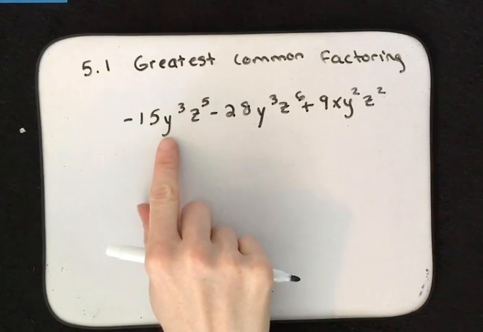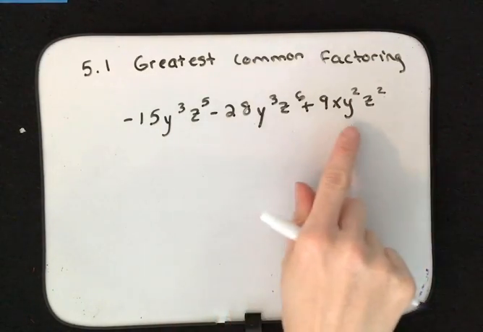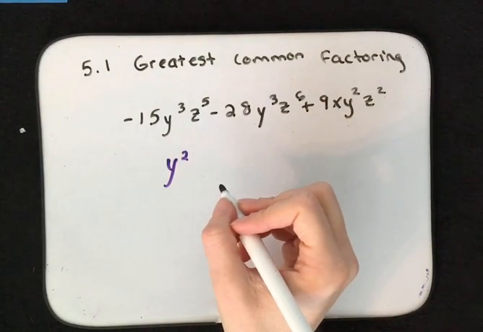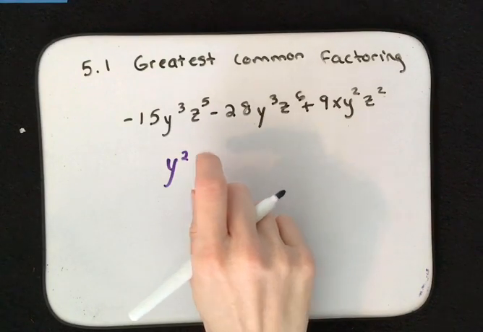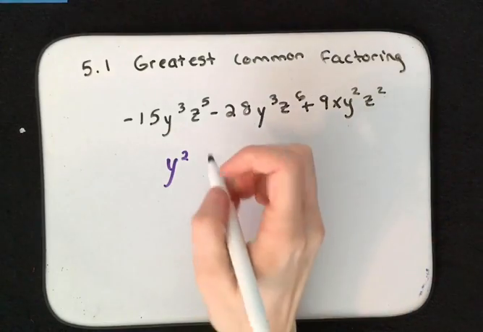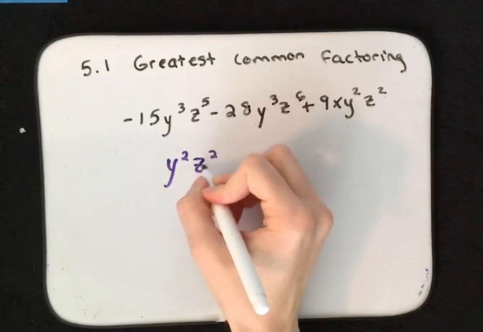Here I have y to the 3rd, here I have y to the 3rd, here I have y to the 2nd. So I can take out y to the 2nd from each piece. Let's see what else we can do. Z to the 5th, z to the 6th, z to the 2nd. So each one also has z to the 2nd.